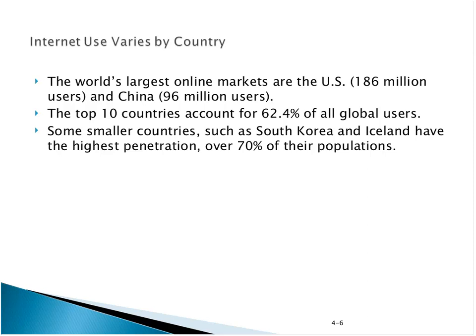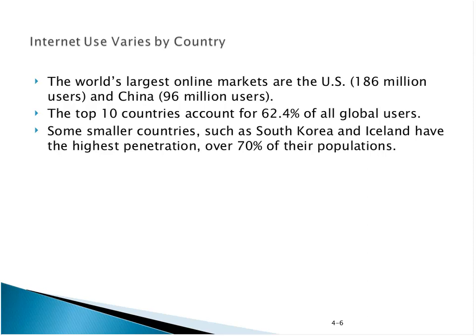So it's simply the reason why there are lots of countries in the world that don't even have access to internet. Some of the smaller countries such as South Korea and Iceland, as you can see, have the highest penetration, over 70% of the population. 70% of the population in these countries have internet access. That shows a significant high penetration rate.